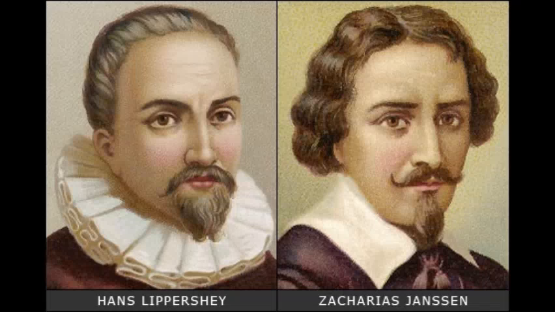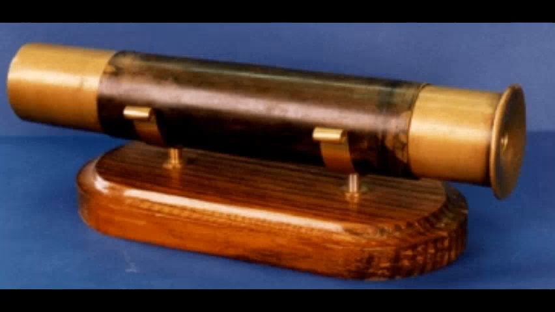in the very first place. First up, we have the iconic Dutch father and son duo named Hans and Zacharias Janssen, who invented the first so-called compound microscope in the late 1600s when they discovered that if you put a lens at the top and bottom of a tube and look through it, objects on the other end become magnified.